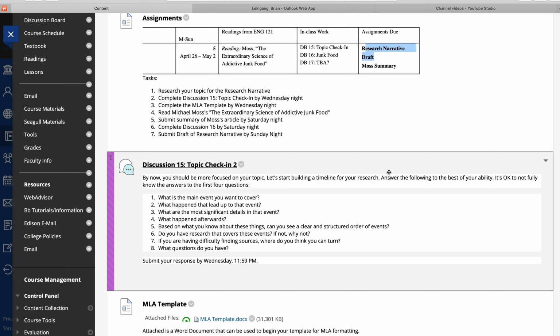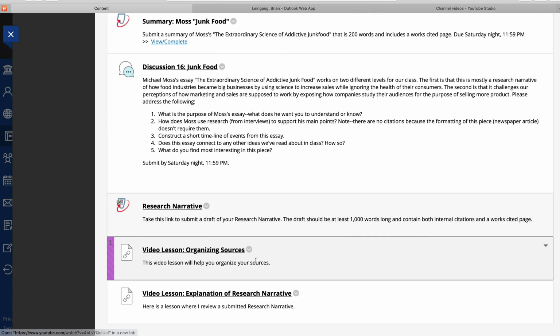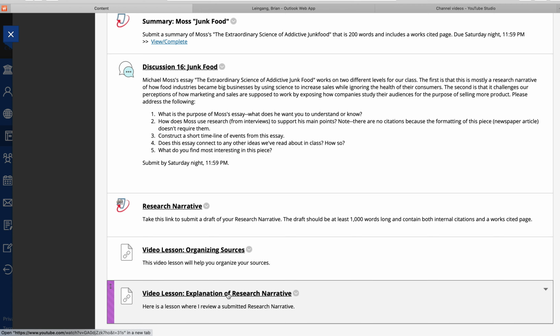To help you out, I have a couple of things. First, I have a discussion board. It's topic 15, building a timeline for your research. These are the things I want you to look at. This will be due by Wednesday, and you're welcome to contact me with questions. What might be helpful is I posted two links down here at the bottom, organizing your sources, and then an explanation of the research narrative. These are going to be very helpful for you.